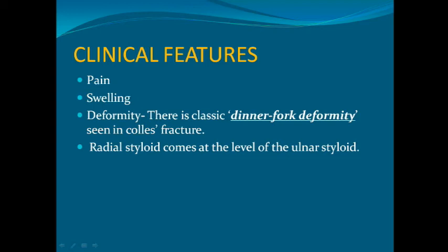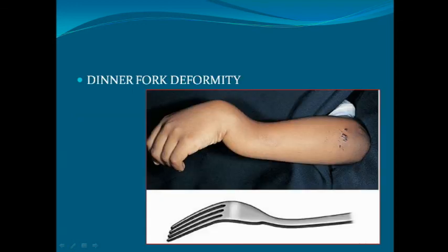So what are the clinical features of Colles fracture? As you all know, pain is the first and foremost thing. There will be swelling, there will be deformity. The classic deformity will be Dinner fork deformity, as I said. Radial styloid comes to the level of ulnar styloid. I said that radial styloid process is normally 1 centimeter more distal than the ulnar styloid process. So this is how a dinner fork deformity will look. It just looks like a dinner fork.